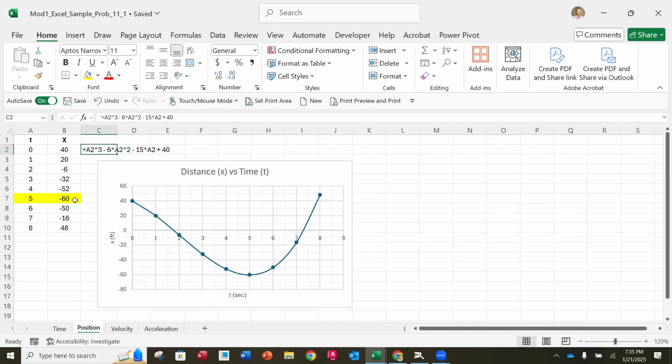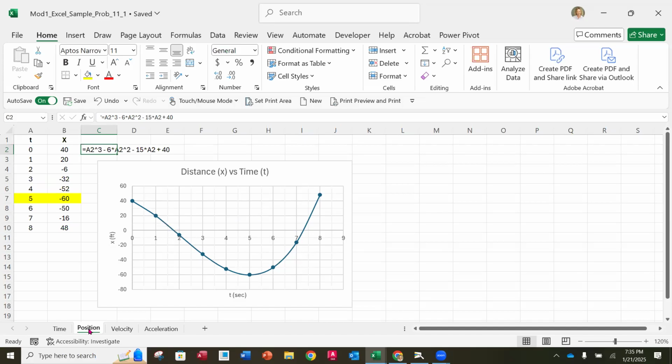And then copying that all the way down, you should get 40 for your X, because that's where the graph starts, and you'll see that's consistent with the value in the book, or the chart in the book. And then it's going to cross, and it's going to go down to negative 60 at 5 seconds. And then it's going to go back up.